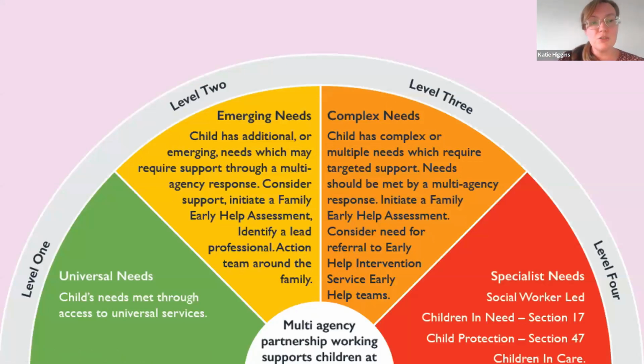And again, children that come under these amber brackets of level 2 and level 3 usually have something called an early help assessment in place.